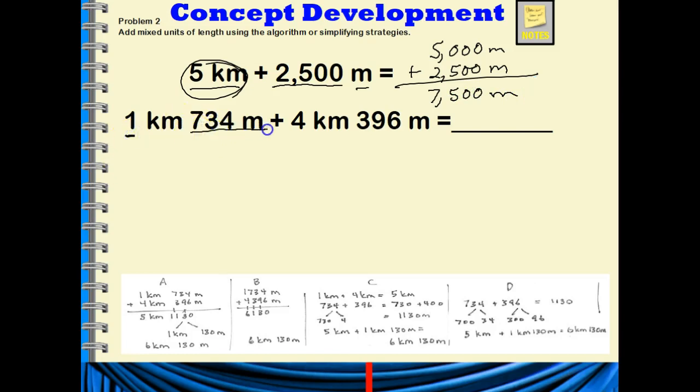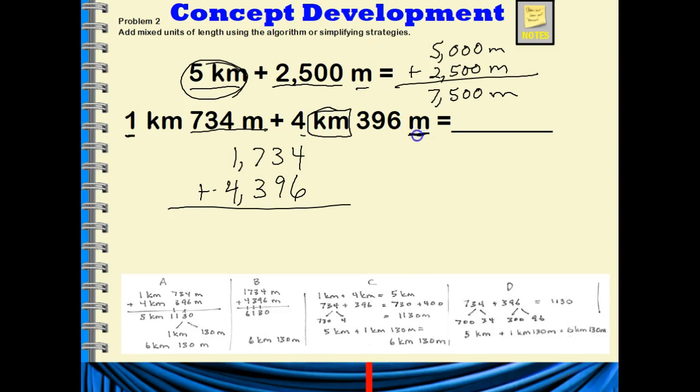1 kilometer and 734 meters equals 1,734 plus 4,396. So we're just combining. When you add, you have to have the same units. So you have to change the kilometer into meters or meters into kilometers, just change it into meters to add meters to it. 6 plus 4 is 10. 3 plus 1 is 4, plus 9 is 13. 7 plus 1 is 8, plus 3 is 11. 4 plus 1 is 6. So this is 6,130 meters.